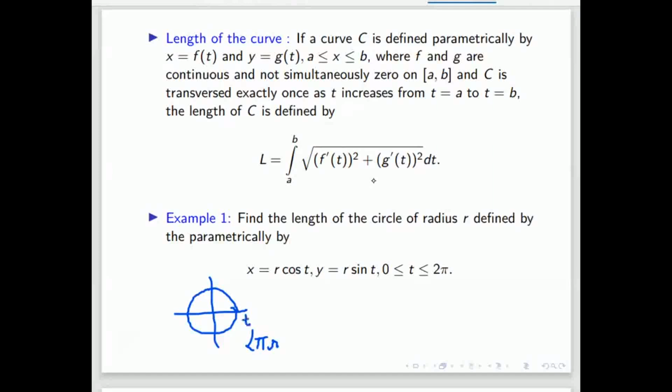Particle will start from here. This is t equal to 0, and it will come this path. This is the path traversed by the particle. So total length of this curve will be 2 pi r. So now let us do by this example.